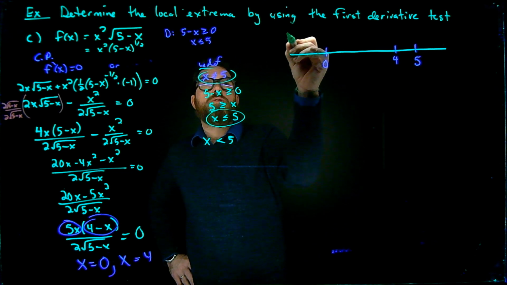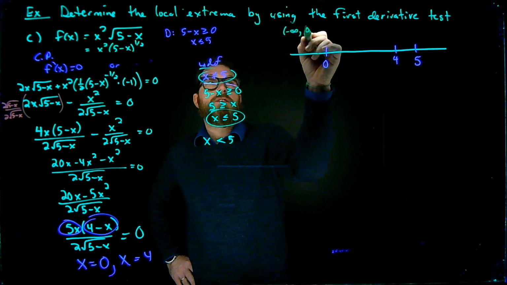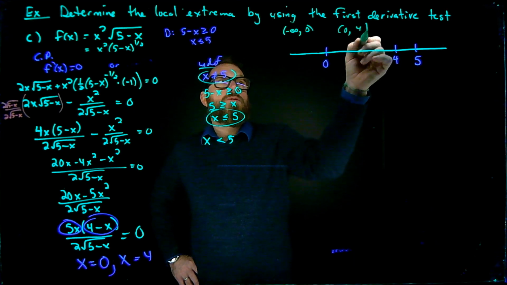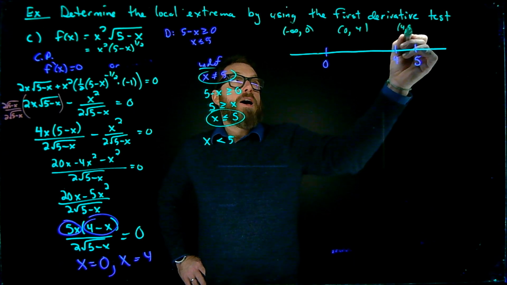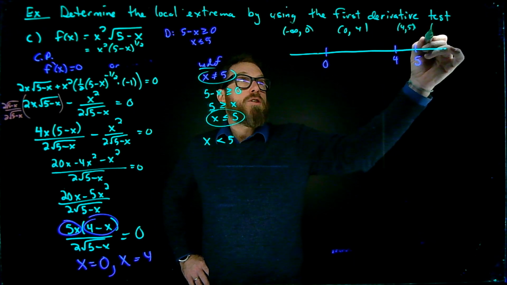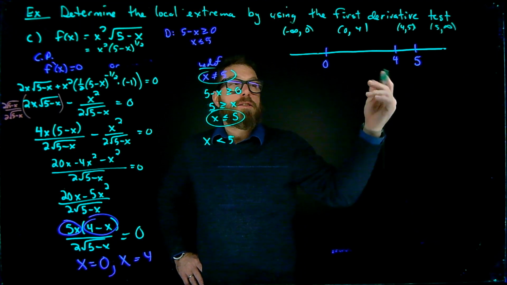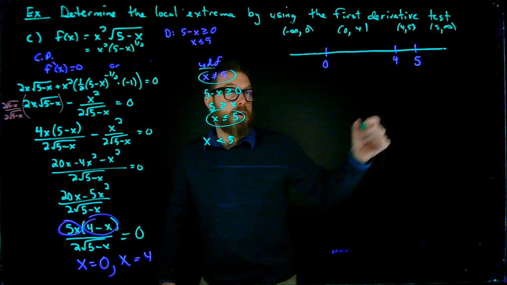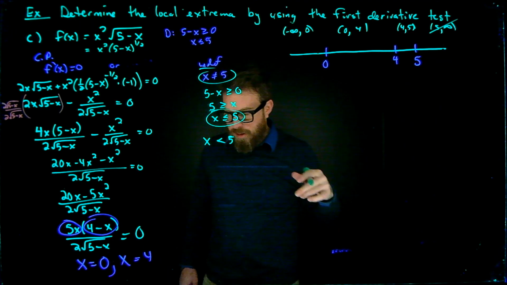Okay, so our intervals. We're going to go from minus infinity to 0. We're going to go from 0 to 4. We're going to go from 4 to 5. And if you miss this, you might try to go from 5 to infinity and see what happens. So I know it's not part of the domain, but I'd like to kind of talk about it.